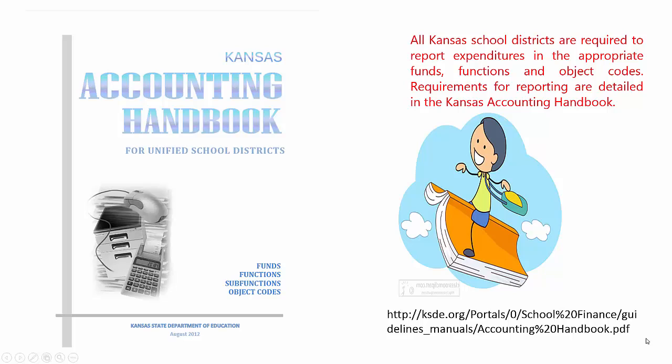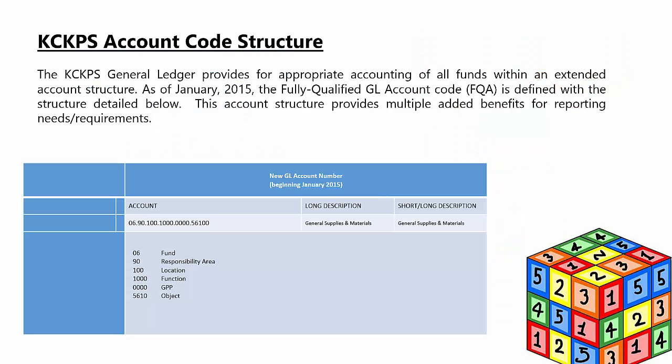All school districts within the state of Kansas, including Kansas City, Kansas Public Schools, are required to follow the Kansas Accounting Handbook as published by the Kansas State Department of Education. Within the Accounting Handbook lie the requirements for reporting expenditures in appropriate fund, function, and object code. The Kansas City, Kansas General Ledger structure provides for the appropriate accounting of all funds within an extended account structure.